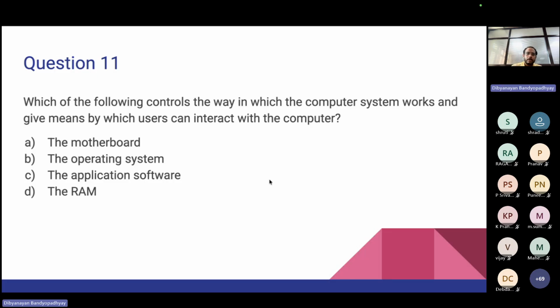Which of the following controls the way in which the computer system works? Again, going back to the basics, it is the means by which users can interact with the computer. There are 4 options: motherboard, operating system, application software, and RAM. So what is a motherboard actually? It is a piece of hardware. So read the question carefully, think about it, and then I'll answer it.